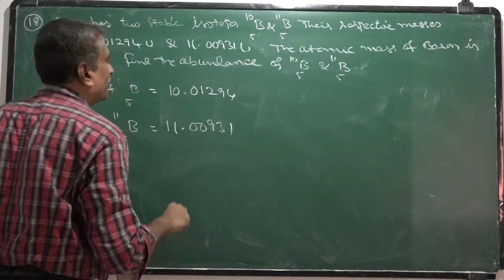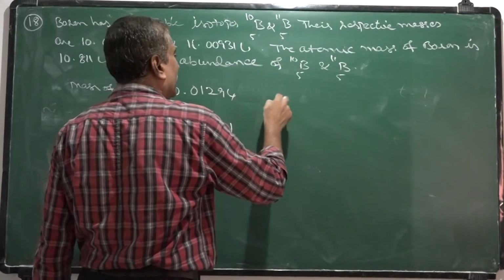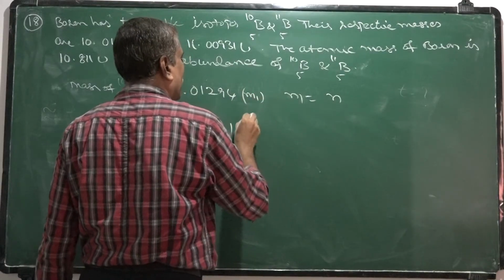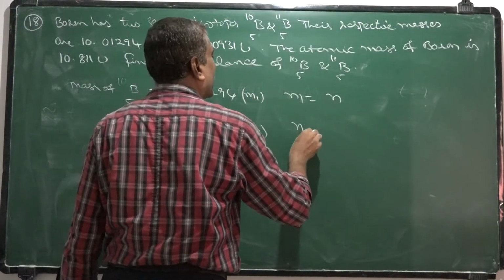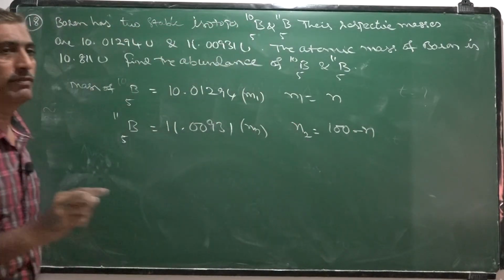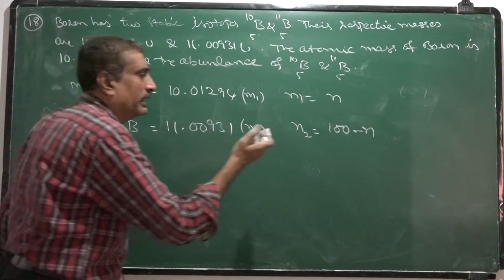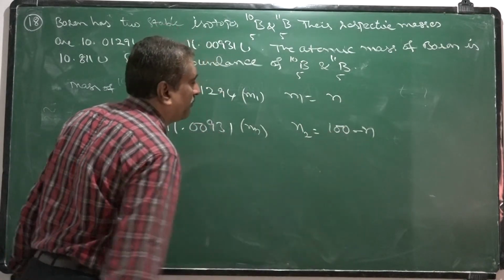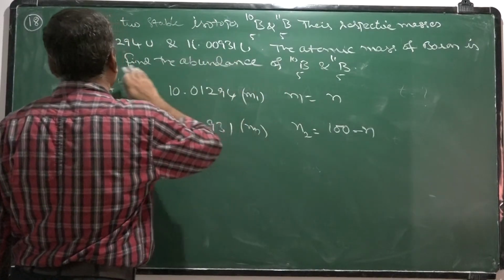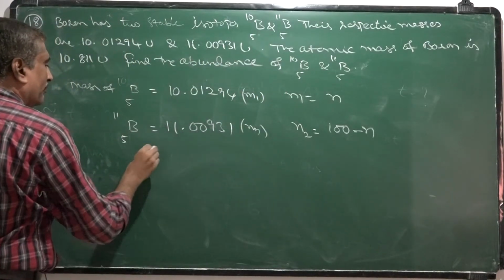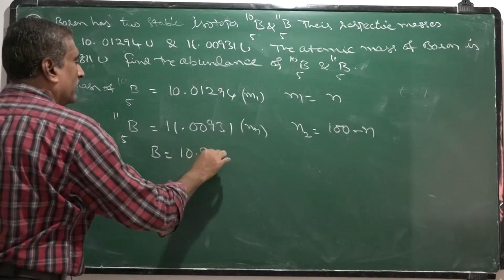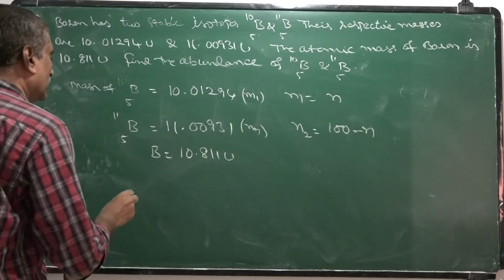11.00931. Okay, and this abundance, assume that the abundance of this one N1 is N, and take it as mass M1 and this is M2, and the second assumption is 100 minus N. Remember that if there are two isotopes, then the total abundance is always 100%. And actual mass of boron is 10.811 unit.